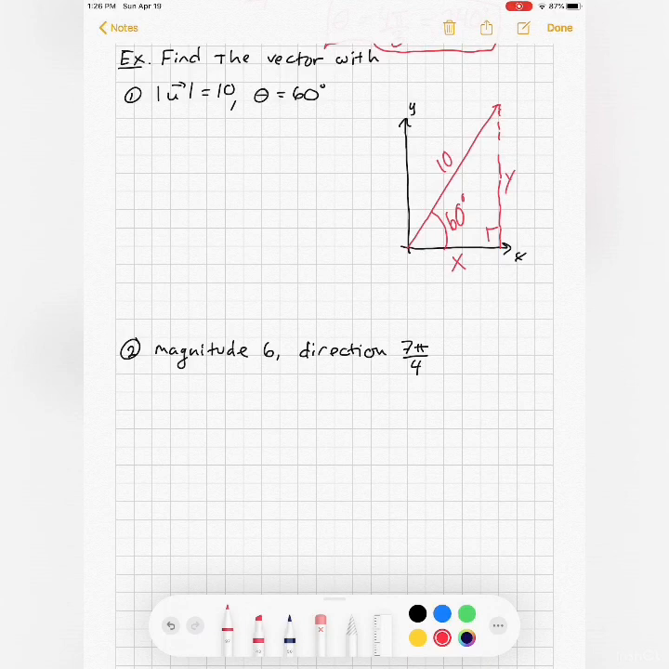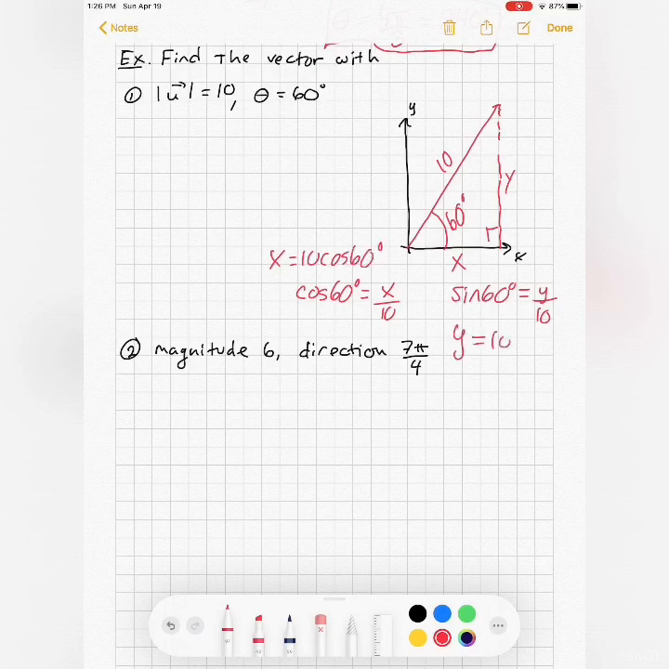Well, isn't this just a triangle problem again? So wouldn't it be like cosine of 60 degrees is x over 10? Sine of 60 degrees is y over 10. So wouldn't x just be 10 cosine 60 degrees? And y just be 10 sine 60 degrees? So actually, it's very easy. I can make a little generalization here.